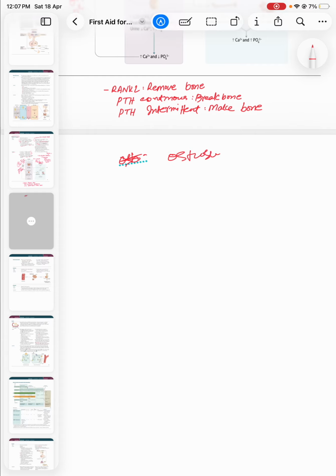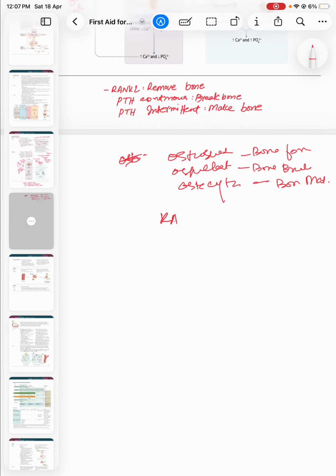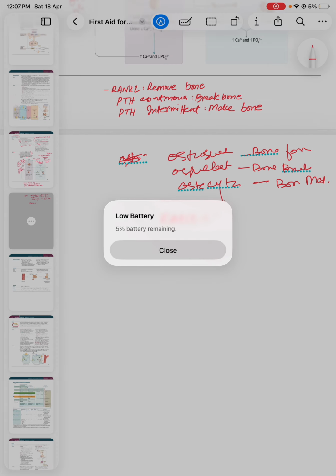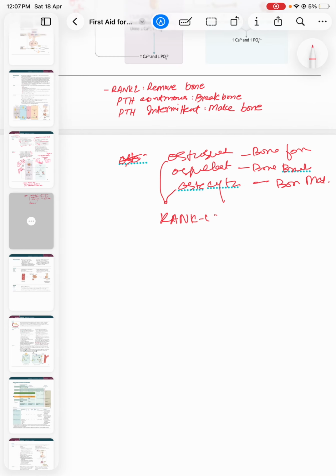Okay, osteoblasts, osteoclasts, and osteocytes. So osteoblasts are bone formation, osteoclasts are bone breakdown, and osteocytes are bone maturation. And RANKL is a protein. It is made by the osteoblasts and osteocytes. Now what does RANKL do? Now these osteoclast cells do not form RANKL, but they have a receptor for RANKL, which is called RANK. Okay.